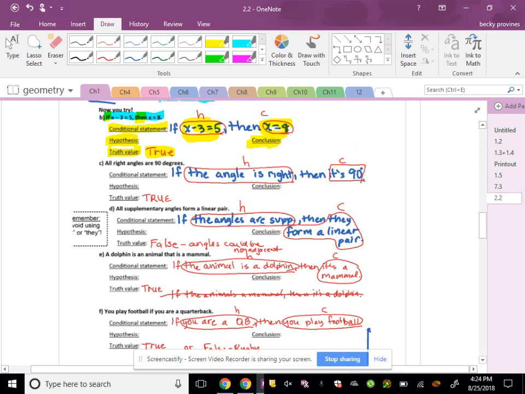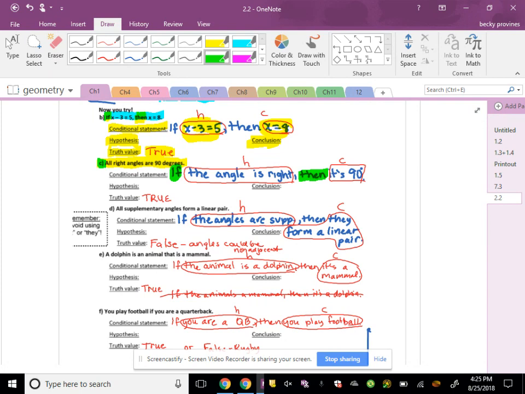Now, part C, it's a little different because if you look at the sentence, this is not conditional statement form. So you have to write it in conditional statement form, which means you have to start with the word if, and halfway through you have to use the word then. And your final sentence has to have the same meaning as the one they provided you in part C. Because sometimes when you write it a different way, it has a different meaning.